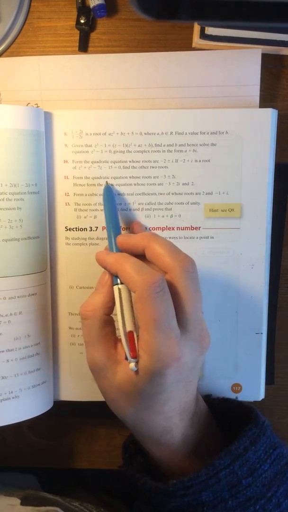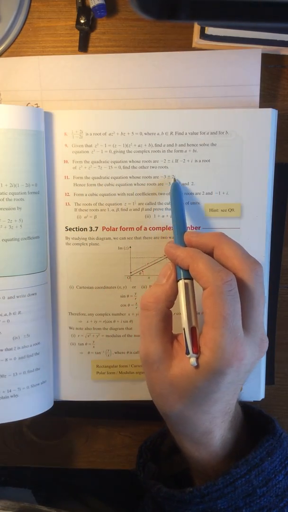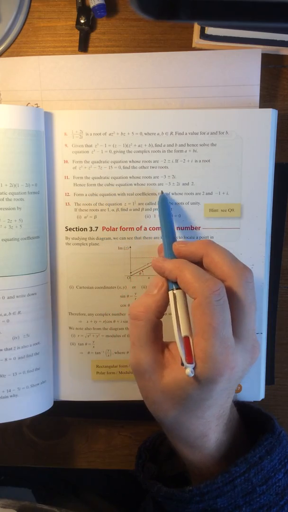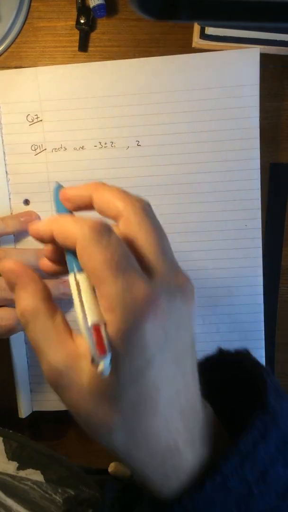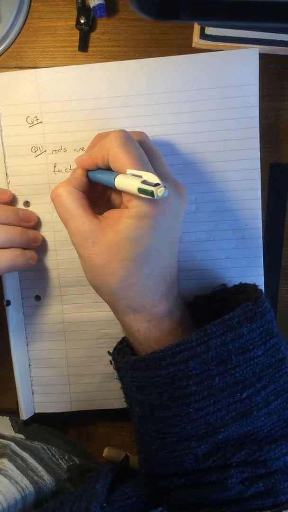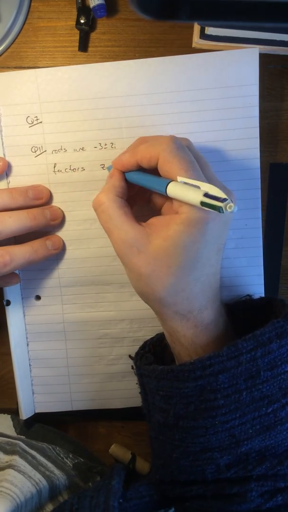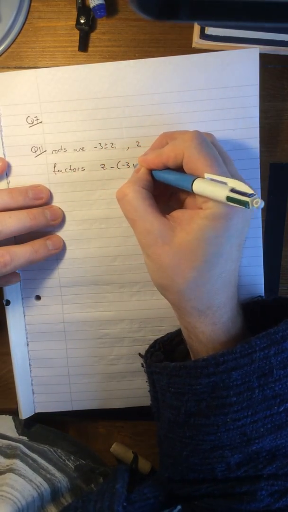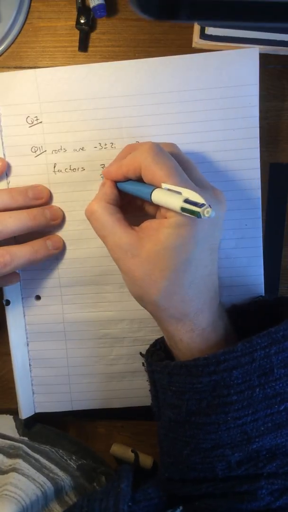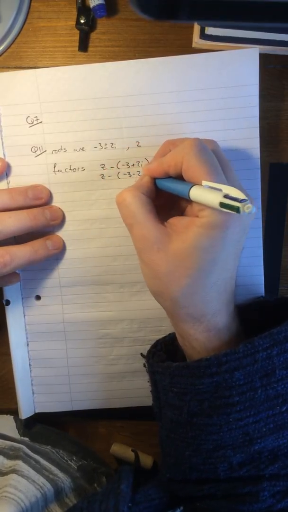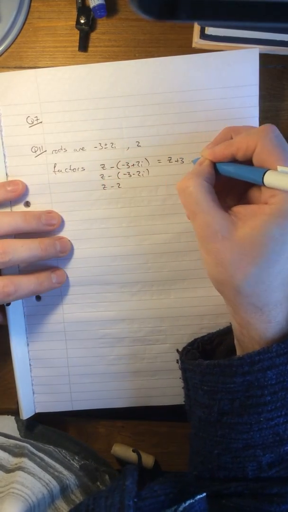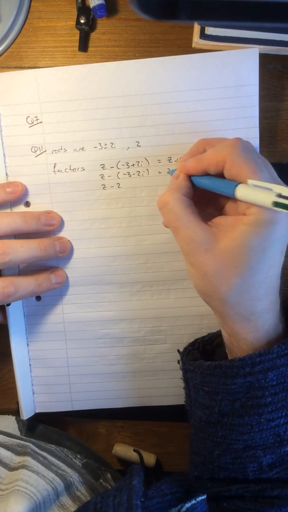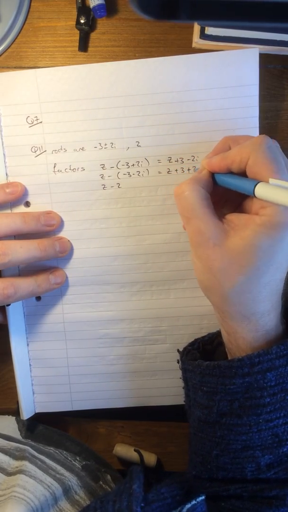Question 11 asks us, form the quadratic equation whose roots are minus 3 plus or minus 2i. Hence form the cubic equation whose roots are minus 3 plus or minus 2i and 2. Okay, so we're looking for a cubic with these three roots. Okay, well the factors are going to be z minus minus 3 plus 2i, z minus minus 3 minus 2i, and z minus 2. Okay, so that's just z plus 3 minus 2i, and that's z plus 3 plus 2i.